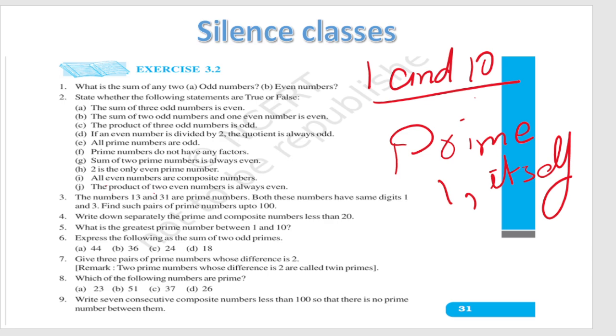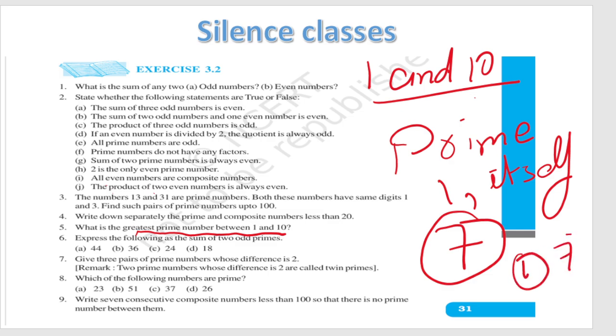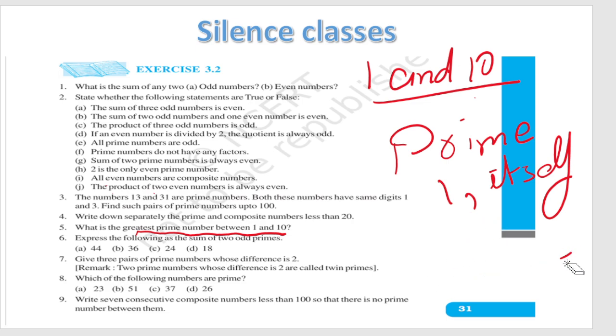8 is also not a prime number because it is divisible by 2. It is divisible by 4. So yes, 7 is the prime number. 7 is the greatest prime number between 1 and 20 because 7 is only divisible by 1 and by itself. Okay, I hope you guys understood.